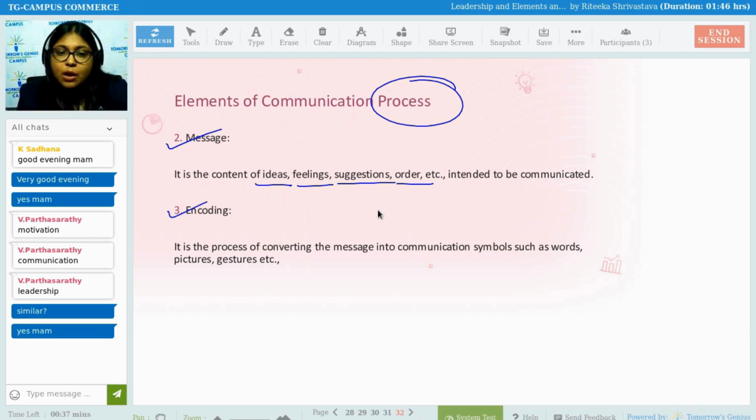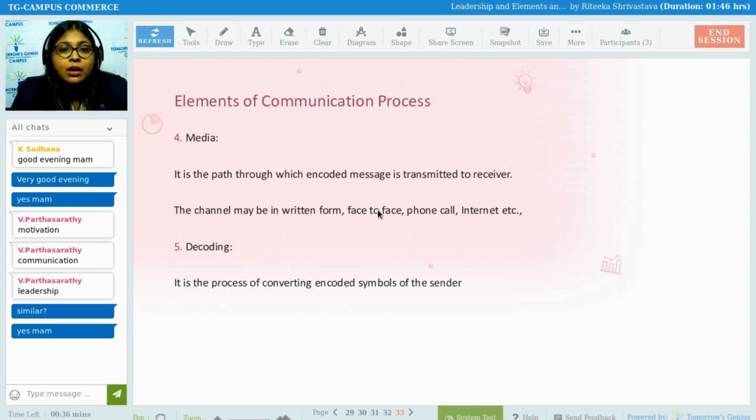Third is encoding. Now, what is encoding? The process of converting the message into communication symbols such as words, pictures, gestures. Now, encoding the message, you are converting the message. You are trying to understand the message, what exactly the sender wants to communicate. So that is what is called encoding. When you do encoding, you get to know whether the message is given in words, in a graphical format, in a design format, in a picture format, everything you will get to know.